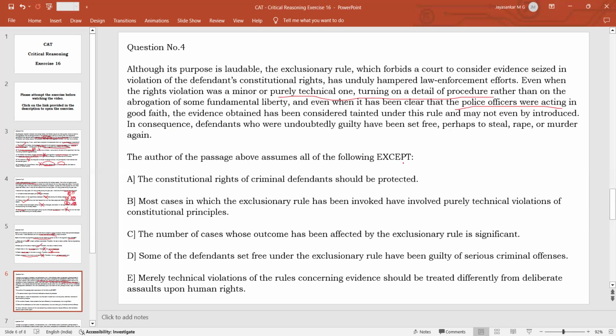And you have to find a statement that is an exception, or something that is not an assumption made by the author in making this argument. Option A, the constitutional rights of criminal defendants should be protected. So, this is definitely an assumption made by the author.